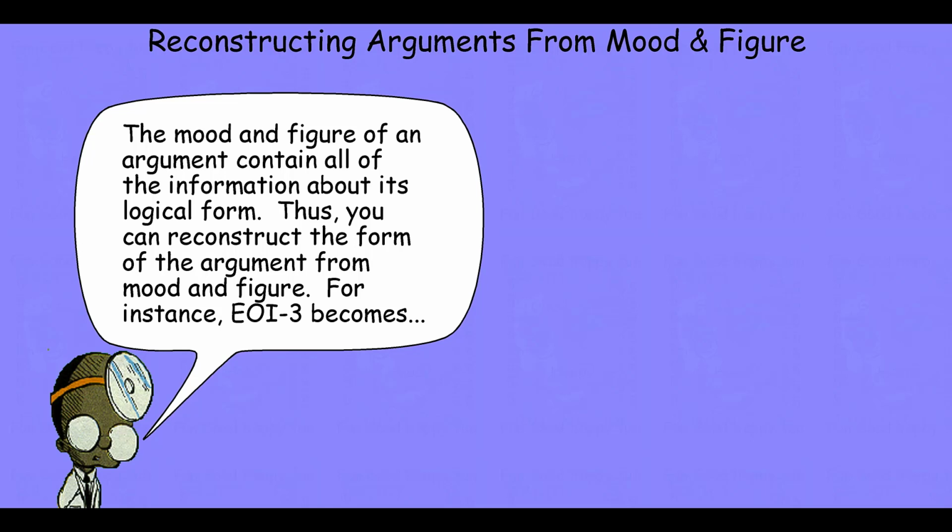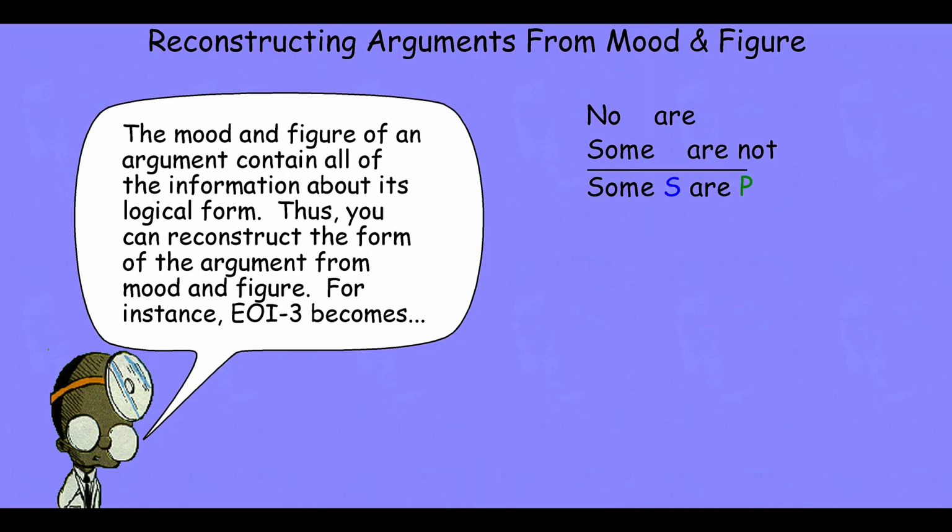We can reconstruct the logical form of the argument as follows: E is a universal negative standard form categorical statement, and so our quantifier is "no," and our copula is "are." We don't put any letters in yet because we don't know exactly where they go. Type O is a particular negative. It has "some" as its quantifier and "are not" as its copula. But again, we don't know where the subject and predicate go in that second premise.